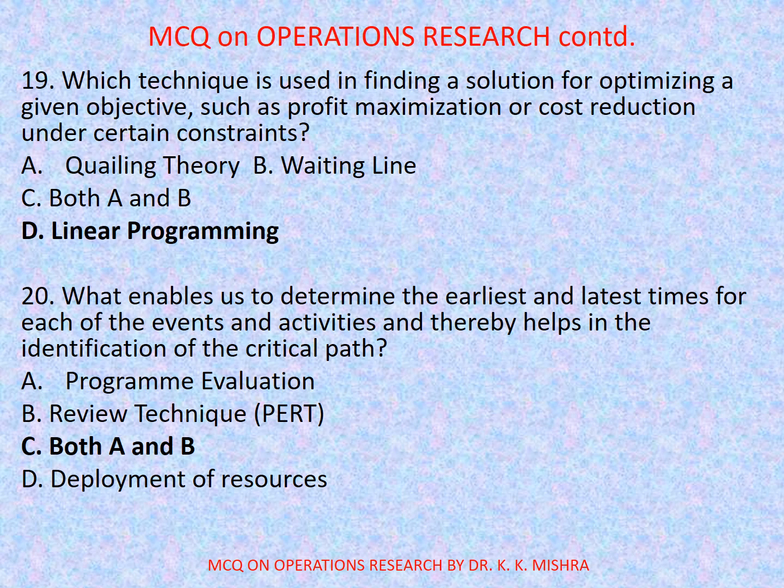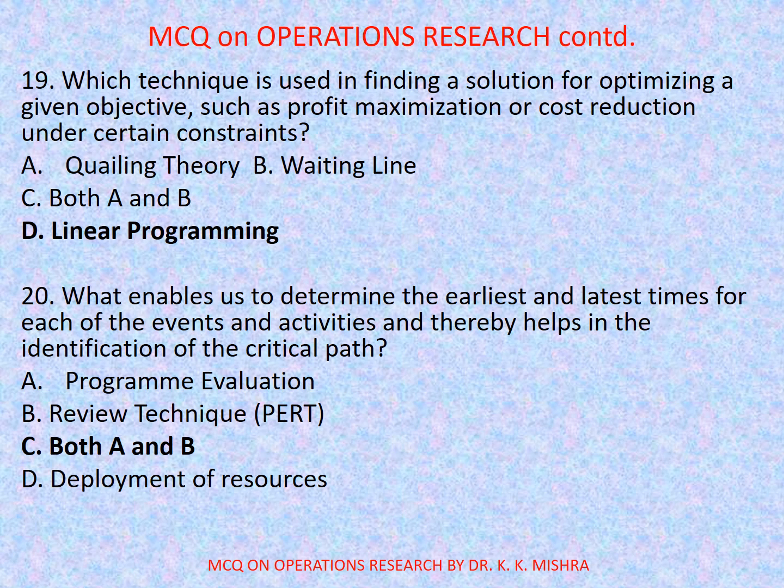Question number 19. Which technique is used in finding a solution for optimizing a given objective, such as profit maximization or cost reduction under certain constraints? Options are A, queuing theory, B, waiting line, C, both A and B, D, linear programming. It's D, linear programming.